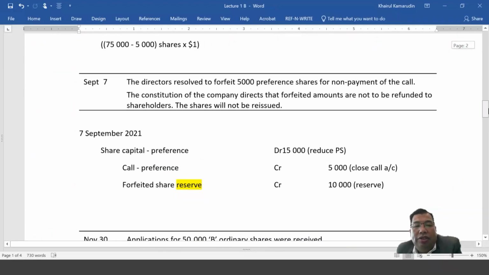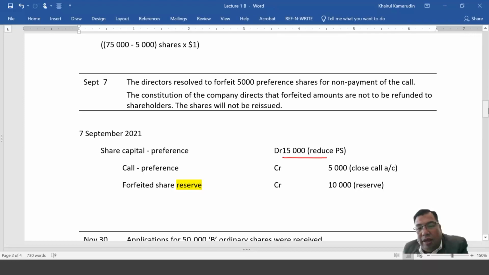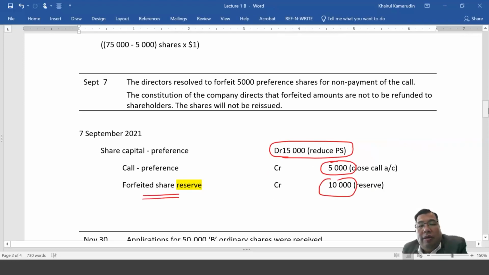So what will be the journal entry? I'm going to debit my preference shares by 15,000 to reduce my preference shares. I'm going to close my call account by 5,000 and I'm going to include the 10,000 in my forfeited shares reserve.